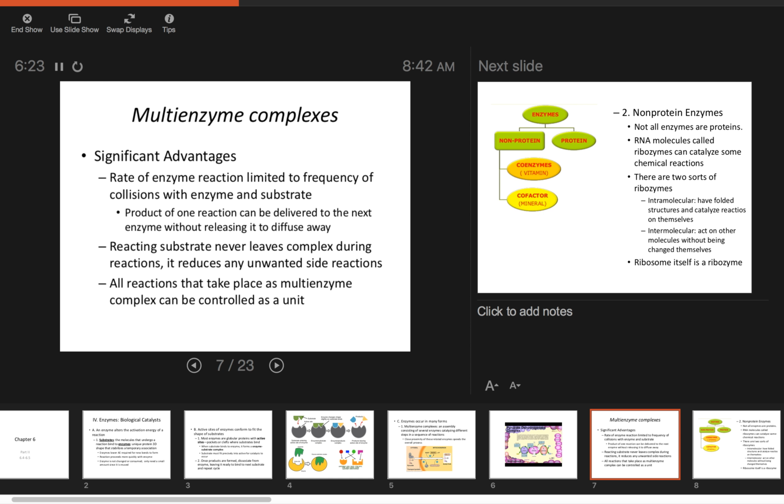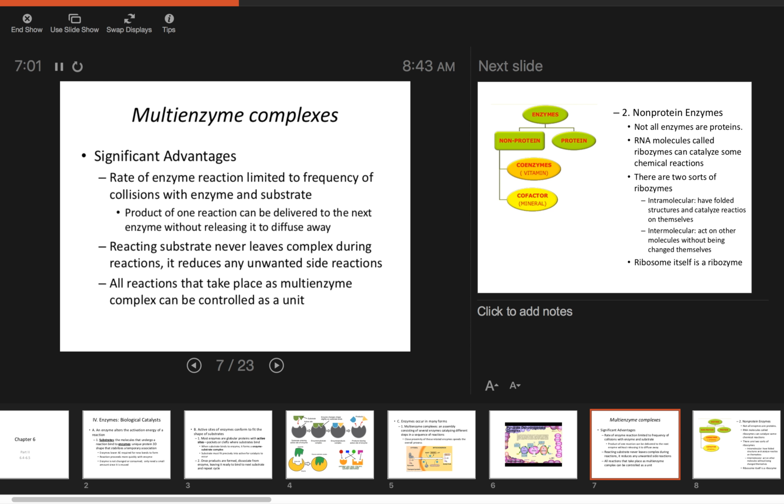So there are some advantages with our multi-enzyme complex. The rate of the reaction is limited to the frequency of collisions. So in order for a chemical reaction to occur, they have to meet. Well, if you have an assembly line, they're going to be in close contact, so it's going to carry out this reaction a lot faster instead of having those molecules diffuse away and trying to find the enzymes. Reactant substrate never leaves the complex during the reactions, so it reduces any unwanted side reactions that could occur. And then finally, all reactions that take place can be controlled as a unit.